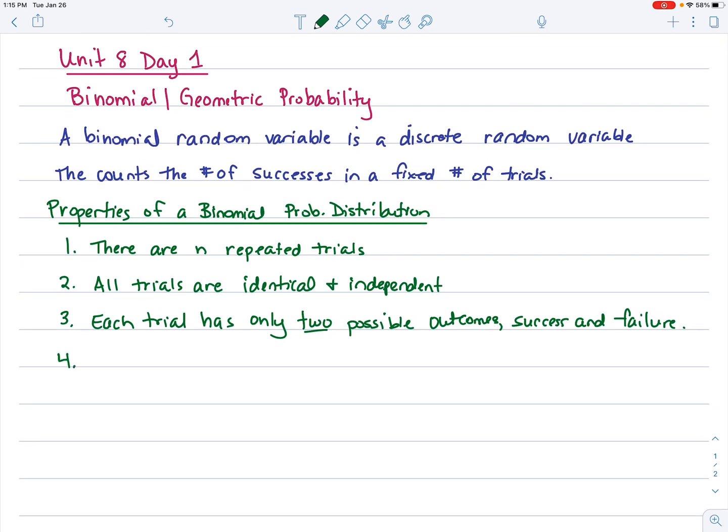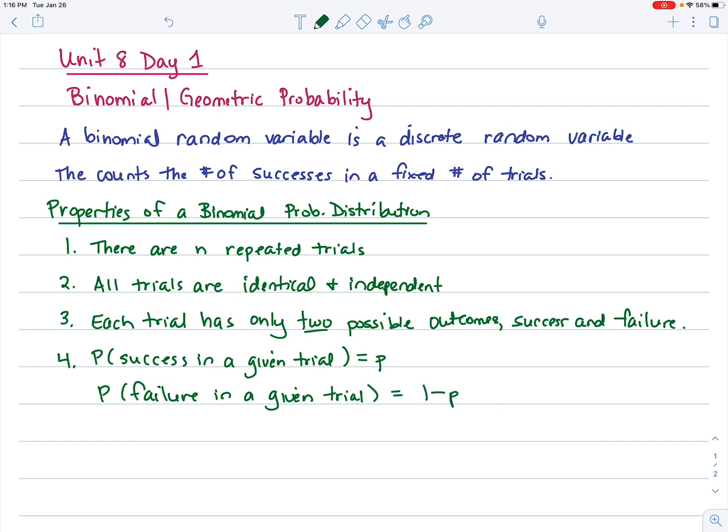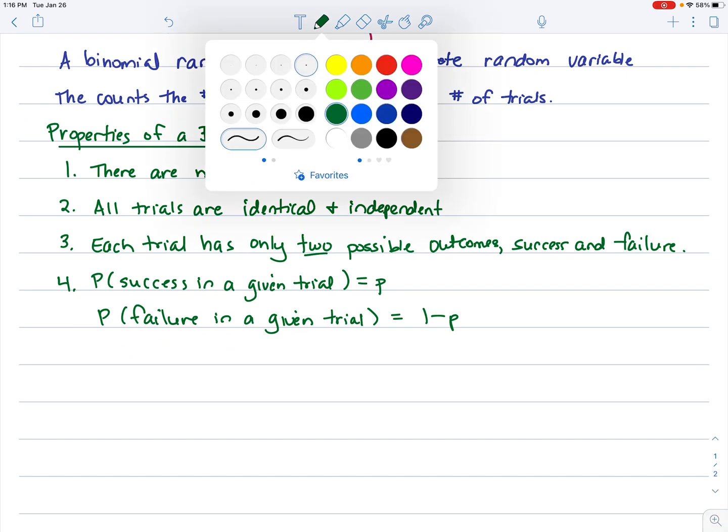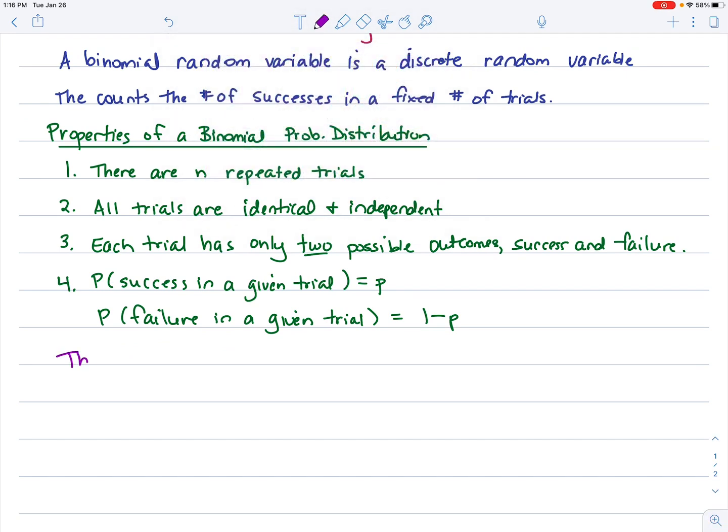The probability of success we call P, and that's in one trial. And you'll have to know that to calculate this. So the probability of success in a given trial is P. So the probability of failure is 1 minus P. So of course those have to add up to 1. So we use these letters N and P and another variable K in this formula that you are given on the AP. And I'll explain how to use it and what all the letters mean.